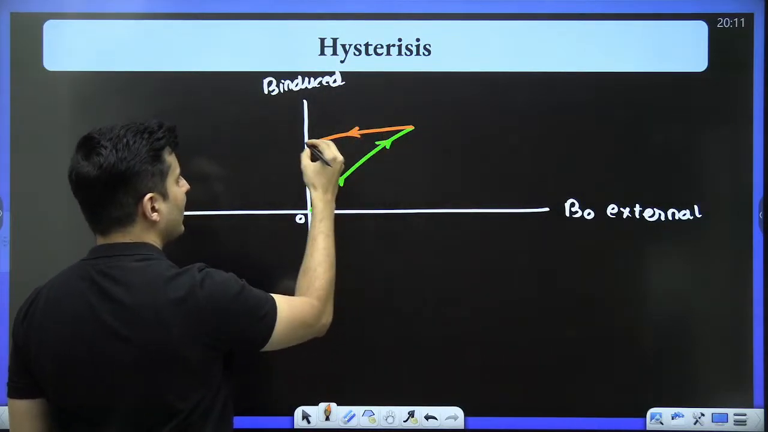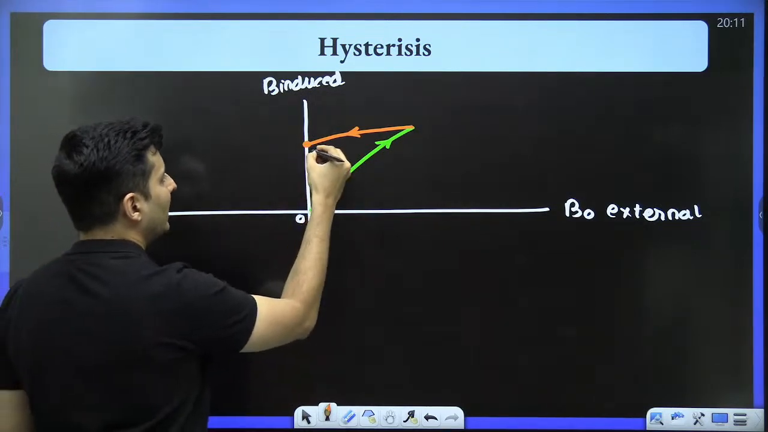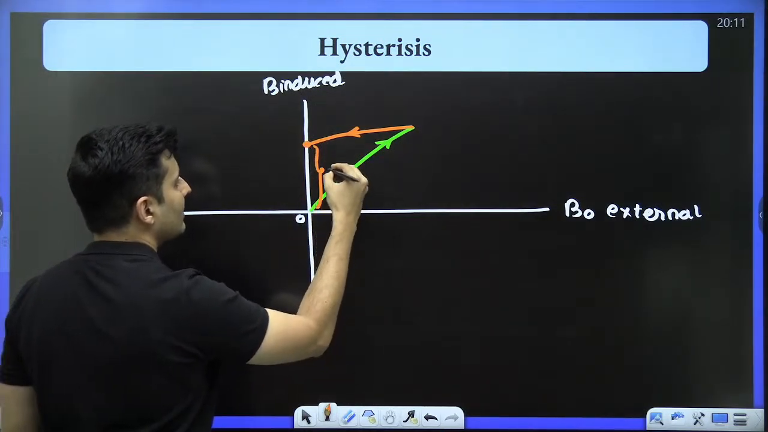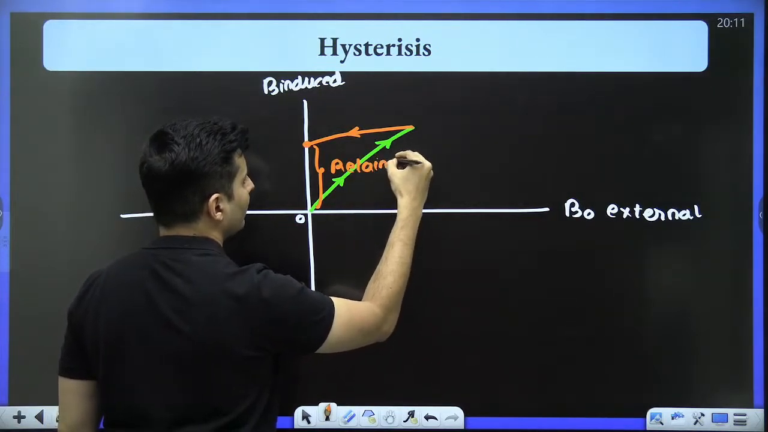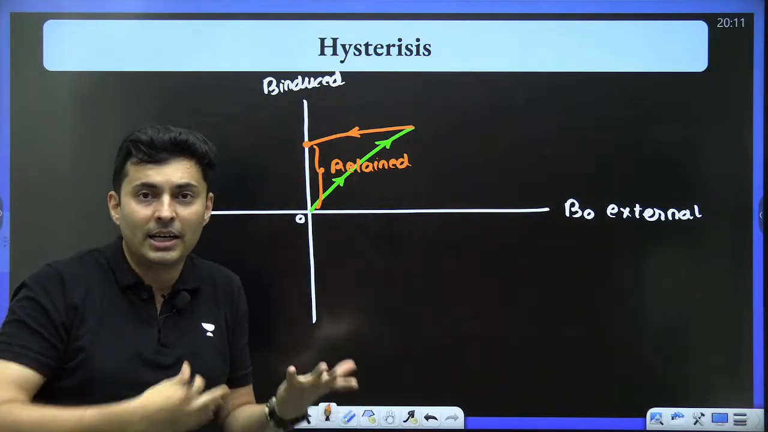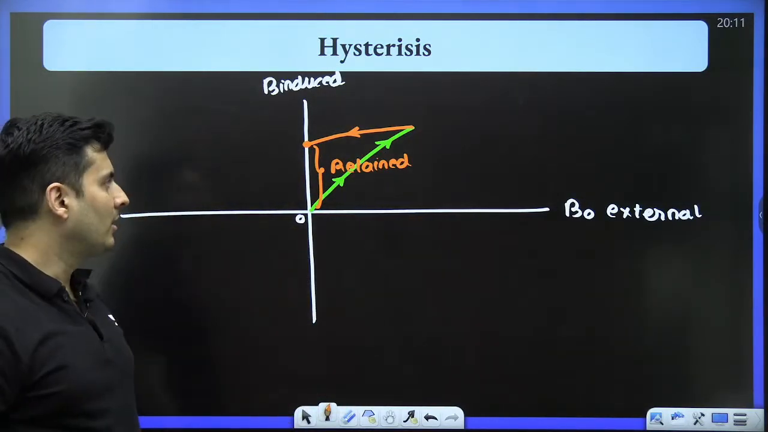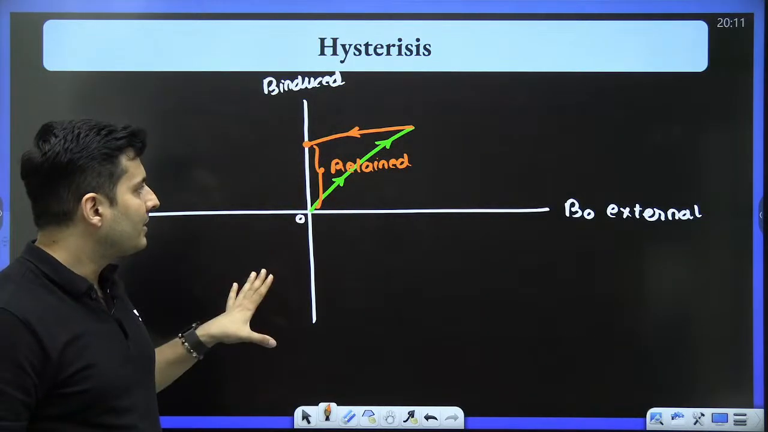You will see that it will come over here. The induced field will be retained. So this particular thing is called how much has been retained, or retentivity. How much has been retained when the external field has been removed? Okay, still it is magnetized.